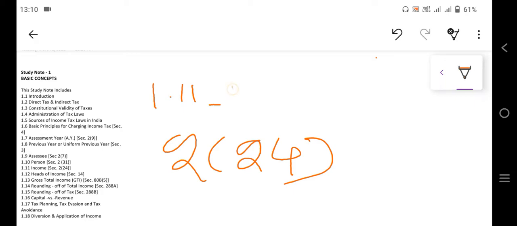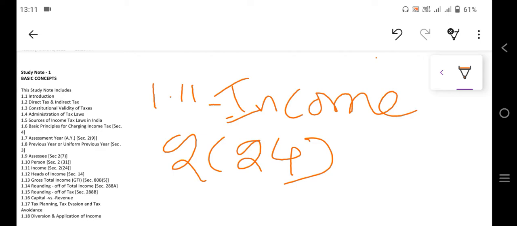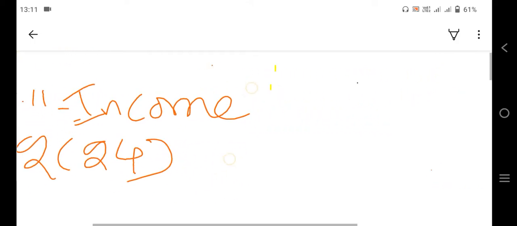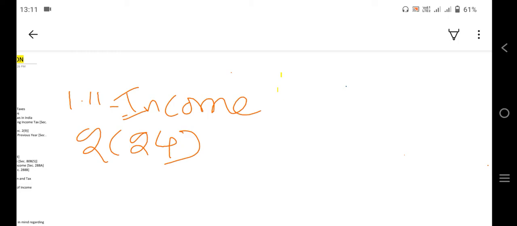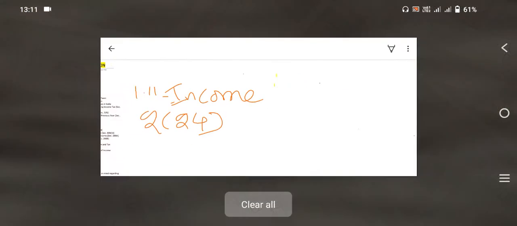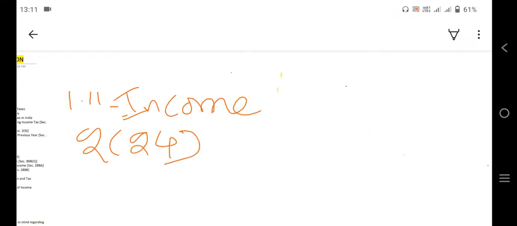So let's further continue. Income, section 2(24). To consider any receipt as an income, the following points should be kept in mind. Section 2, subsection 24 defines what is considered as income as far as the Income Tax Act is concerned. We will discuss the following points in depth.